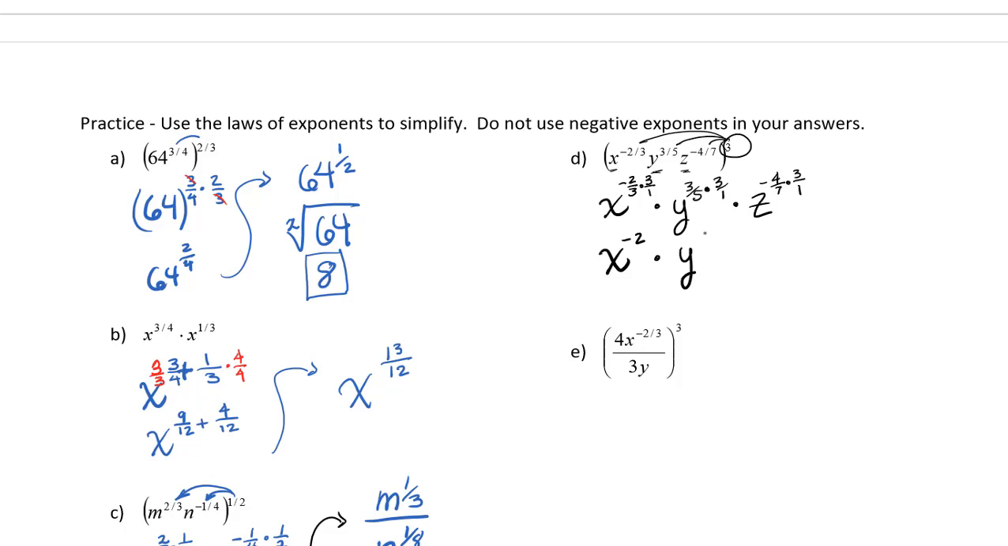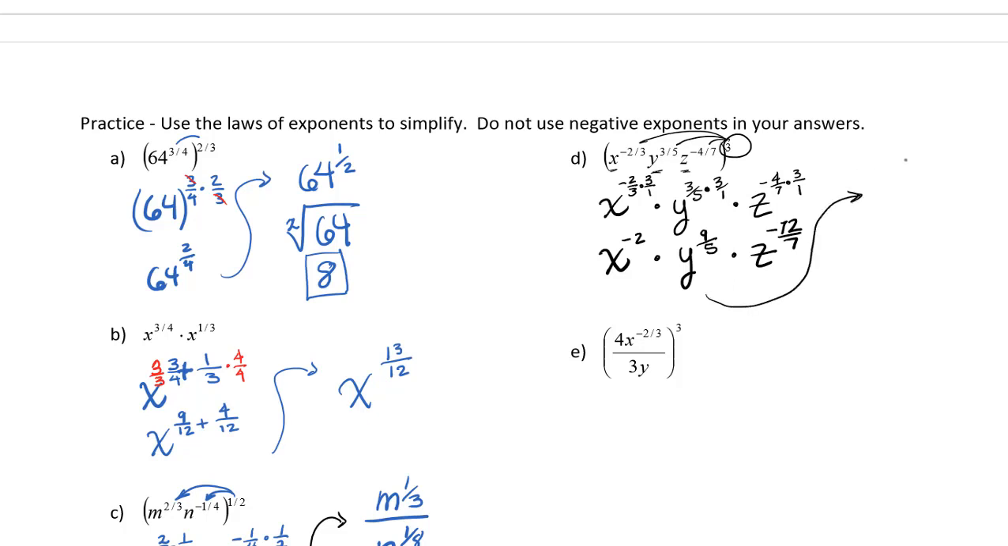That will simplify to x to the -2, y to the 9/5, and z to the -12/7. Notice that I can simplify this further. I'm doing this because I don't want negative exponents.